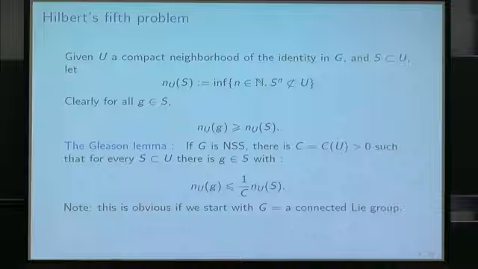Okay, but this is the key lemma, and from this Gleason was able to push this to show that the space of one-parameter subgroups has a nice additive structure, and therefore is a vector space. It's locally compact, so it has to be finite dimensional, and therefore he showed that NSS groups have to be finite dimensional Lie groups. Okay.